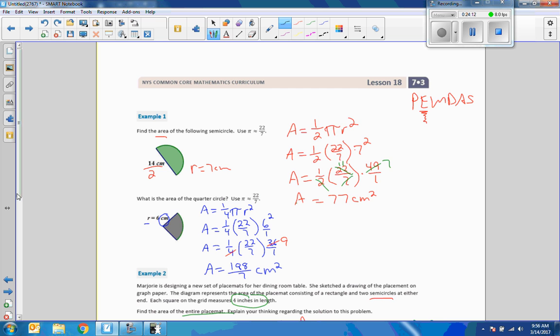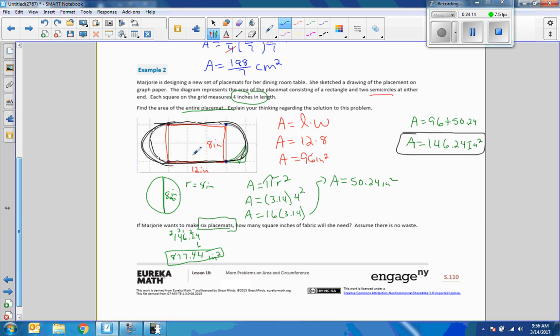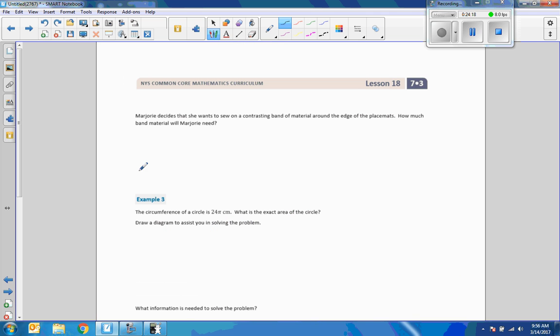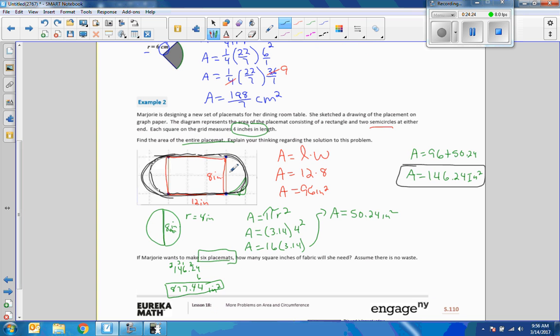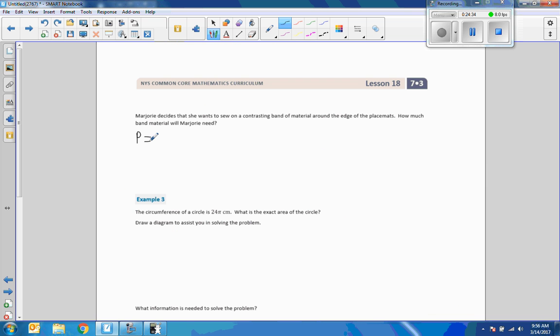Okay, so how much band material will Marjorie need? A perimeter is distance around, so the perimeter of a rectangle is 2L plus 2W. So I'm going to write that, perimeter of the rectangle. But keep in mind, I don't want all of the perimeter of the rectangle. I'm not going to put a band going down here. There is not going to be a band here or here. So I just want the distance, the length twice. So the perimeter of this figure is going to be 2 of the lengths plus C.